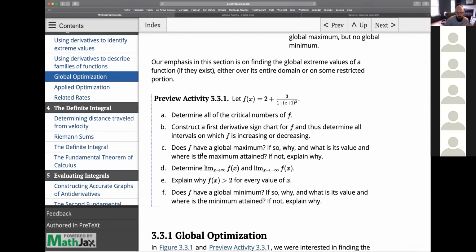So part C, it says, does it have a global maximum? So is there a maximum for this, and how do you know? Right, how do we know that we do achieve a global maximum, or how do we know that we don't? So what do y'all think? Is there a place on this graph that it's bigger than every other output? Like, what would be a way to figure that out?